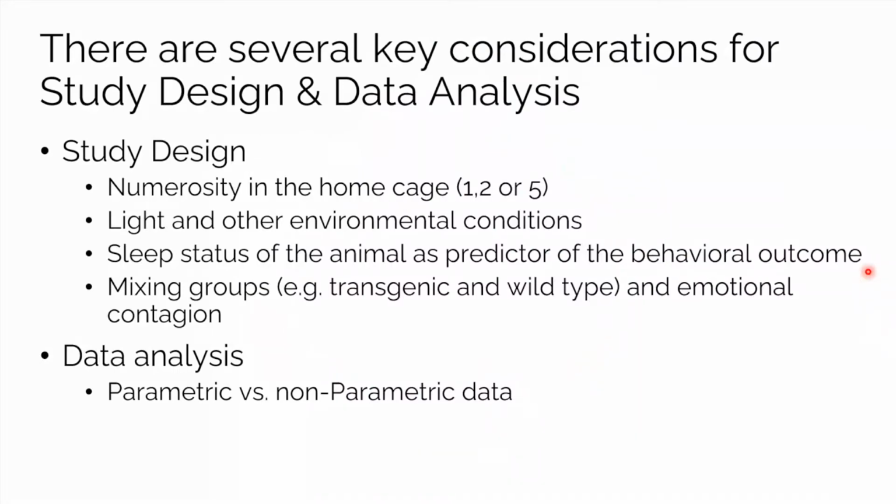So a small agenda, especially for study design: we have to keep the numerosity of the cage in consideration, if you have 1, 2, or 5 animals per cage. Light and other environmental conditions are very important. As Luca mentioned before, you might have material, bedding, tubes and other stuff that might, for instance, interfere with the vision of the camera. The sleep status of the animals is a real predictor of behavioral outcome. And mixing groups, transgenic, wild type, or drug and not treated, and emotional contagion is a really brand new thing that came out very recently regarding study design and data analysis, parametric versus non-parametric data.